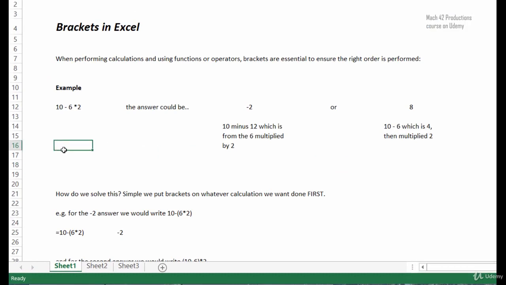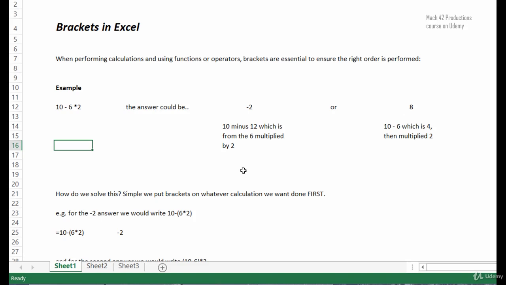So if I wanted to work out 10 minus 6 times 2, what would the answer be? Well, it could be two answers. It could either be minus 2 or it could be 8.